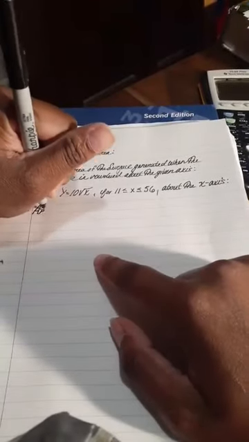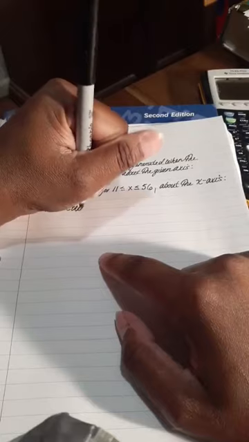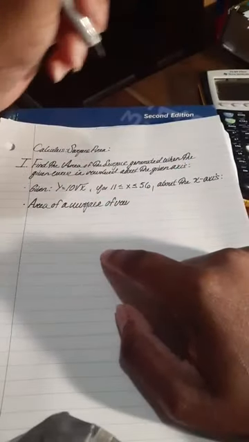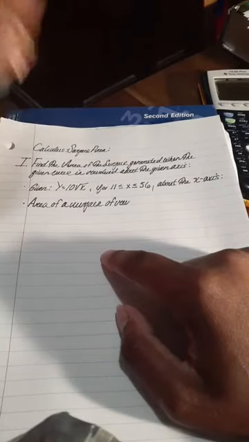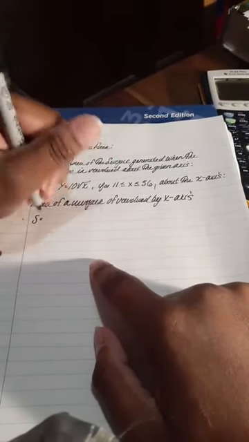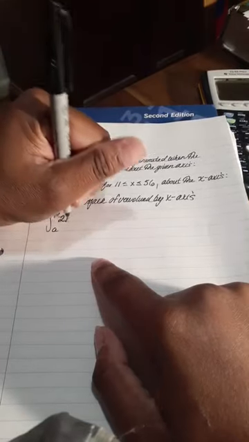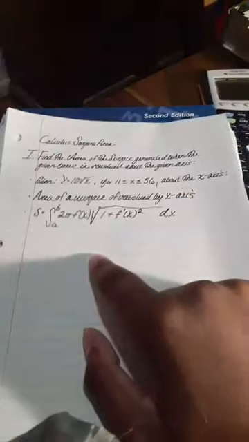So all we need here is the formula, and it's a relatively simple integral to compute. So we need the area of the surface of revolution, because it's telling us to find the area when the curve is revolved about the given axis, in this case the x-axis. Alright, so the formula for that is S is equal to the integral from a to b of 2 pi multiplied by f of x multiplied by the square root of 1 plus f prime of x squared, dx. So that's the formula.